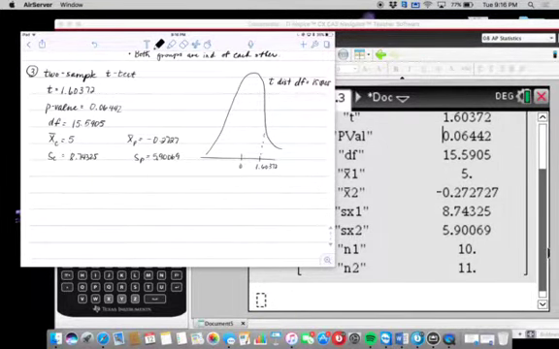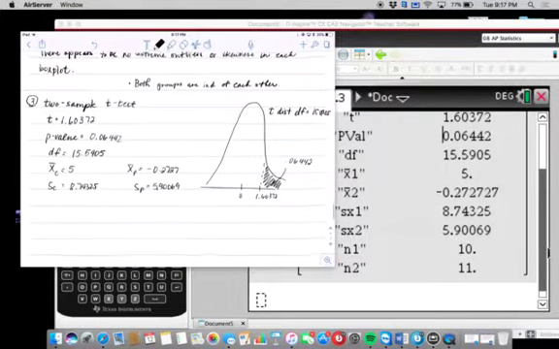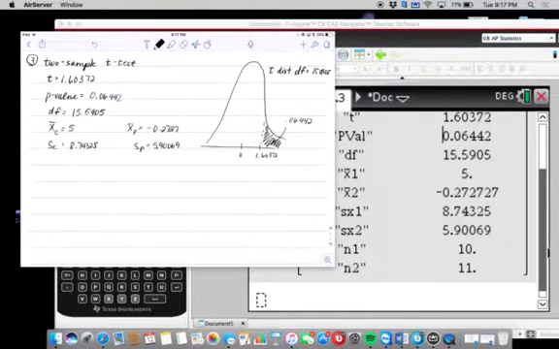And the probability of you getting such a difference, where the calcium is greater than the placebo, is going to be that p-value that we have, which is 0.06442. So this is the probability of you getting such a value, assuming the null hypothesis is true. Okay, so let's go ahead and continue. There's your p-value.